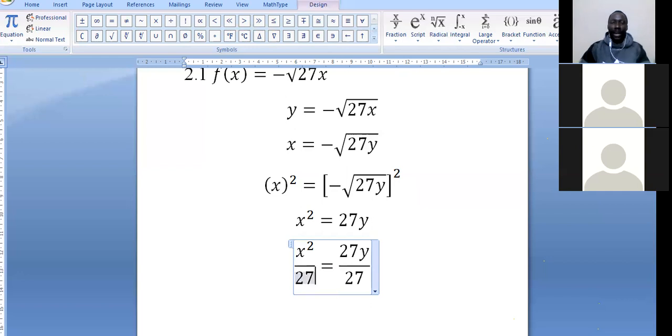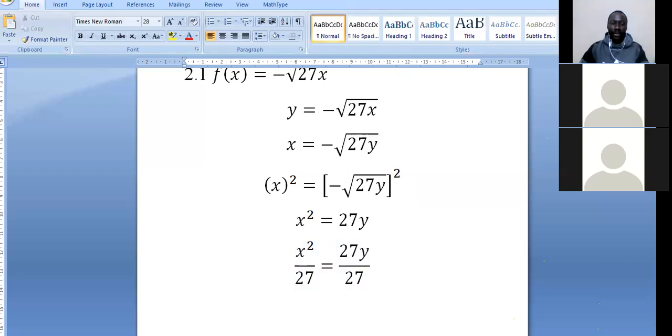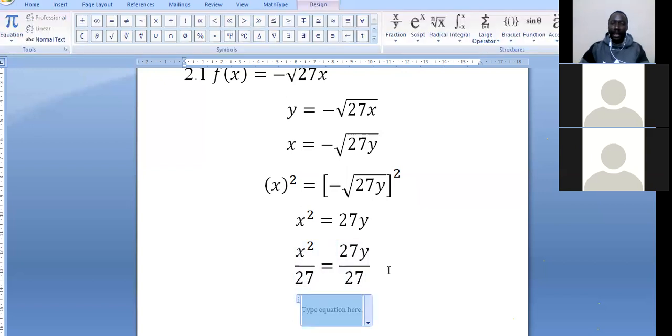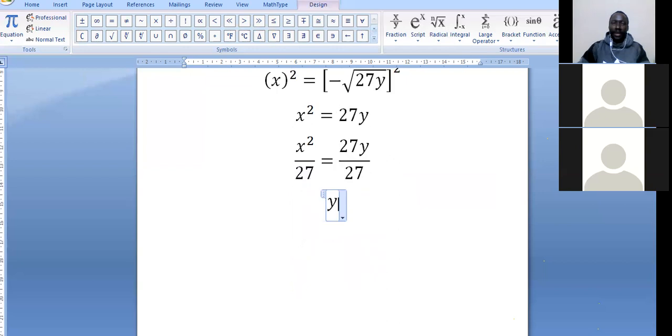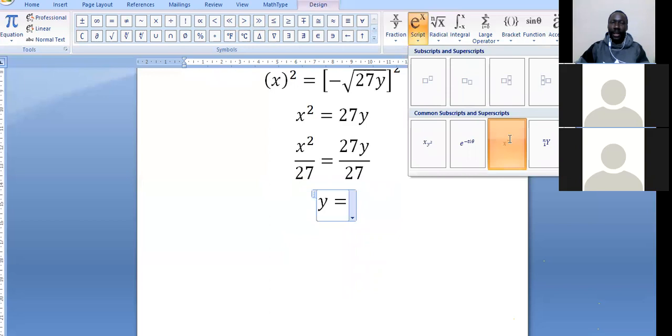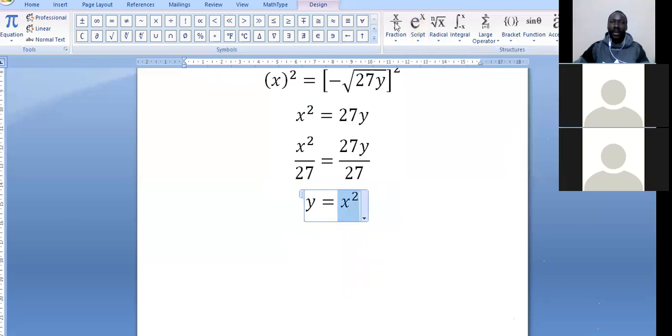That way, we now find the value of y. And so we can therefore conclude that y, which is the quantity on one side that we would like to place right away on the left-hand side, is going to be equal to x squared divided by 27. So there we go, x squared divided by 27.